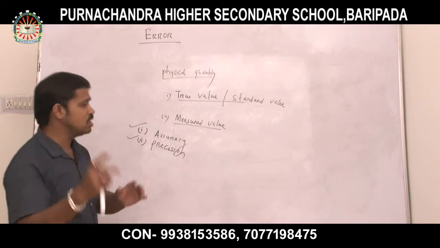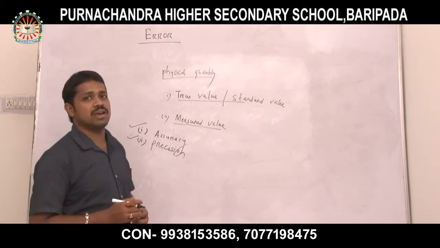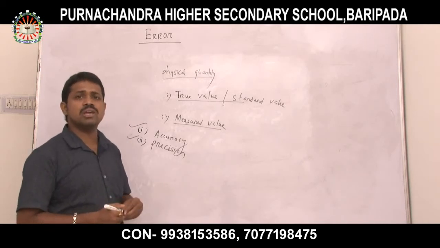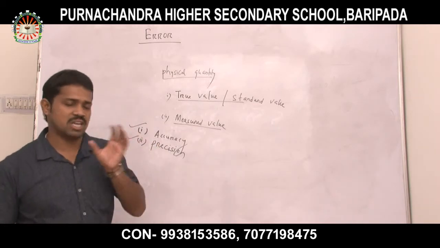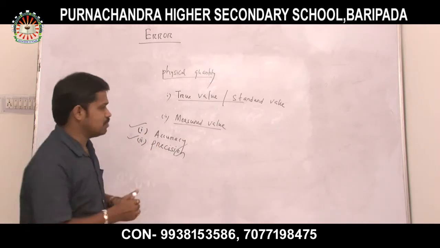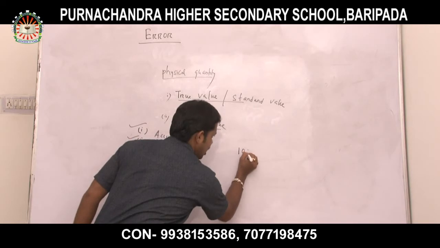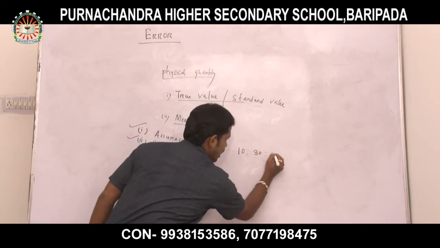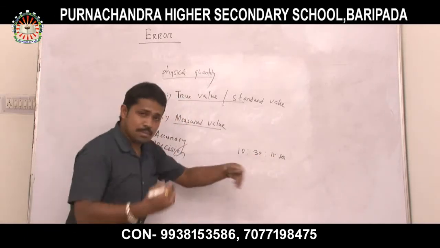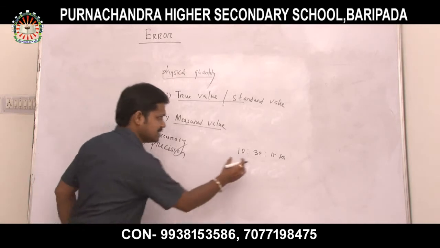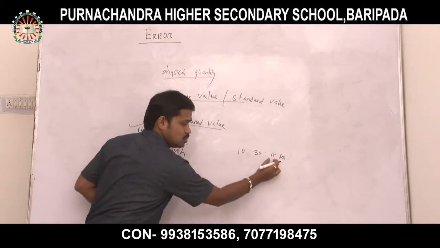Let us take an example, then it will be very clear. Suppose I have a watch. Listen very carefully. I have a digital watch which measures up to the second hand. Suppose at that moment the watch shows 10 hour, 30 minute and 15 second. So it is shown in my watch. That means it is precise up to the second.